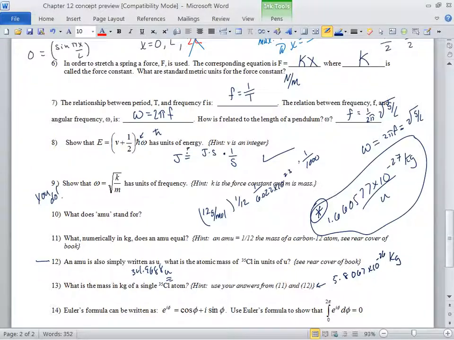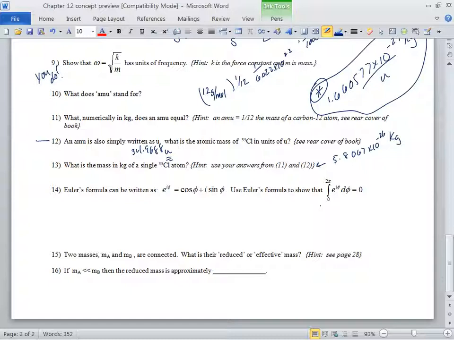Mr. Euler. They might be able to come back and do our U-dos. Euler's formula can be written as e to the i phi is cosine phi plus i sine phi. Use Euler's formula to show that the integral from 0 to 2 pi of e to the i phi d phi is 0. So, Alyssa would probably just do what to show this?